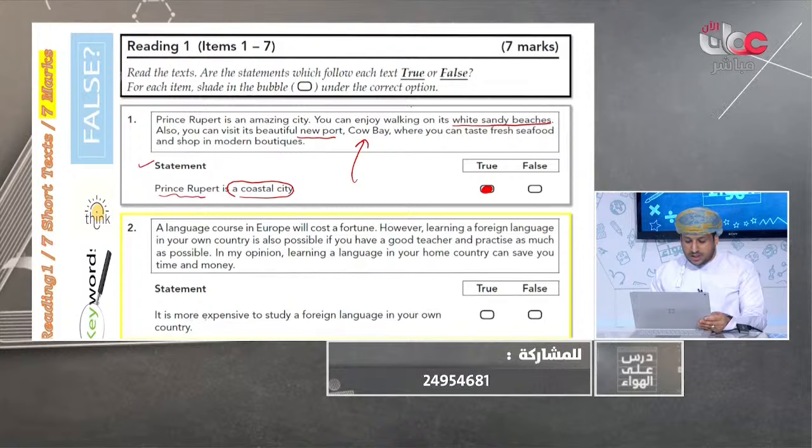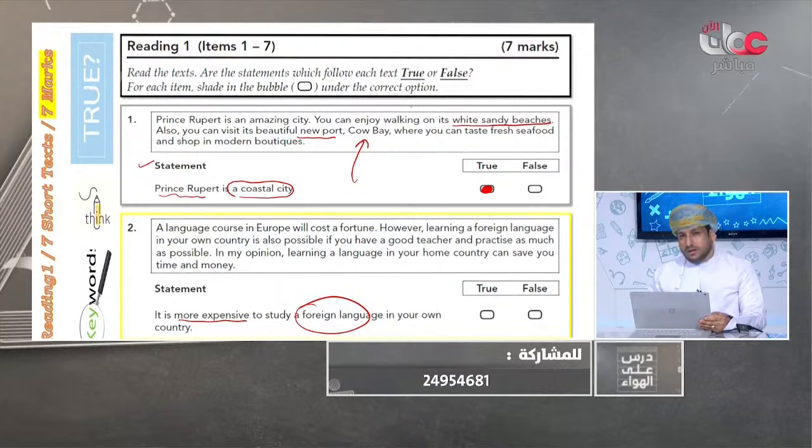It is more expensive here, more expensive to study a foreign language in your own country. Underline the keywords. See, it is more expensive. Can you relate? Can you go back to the text? A language course in Europe will cost you a fortune. So this one, a language course will cost you a fortune. It means that it is very expensive.